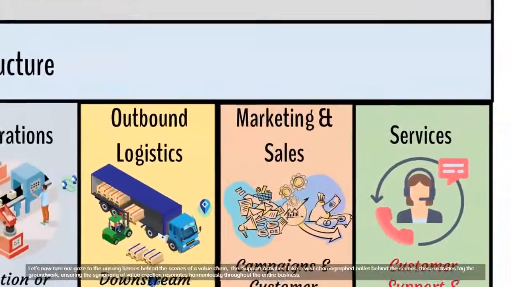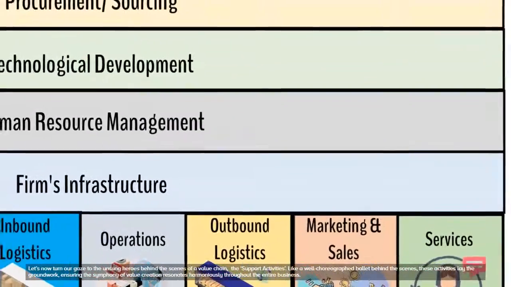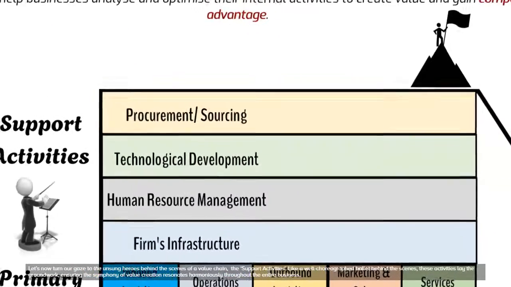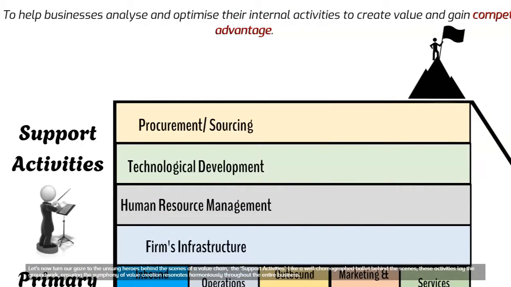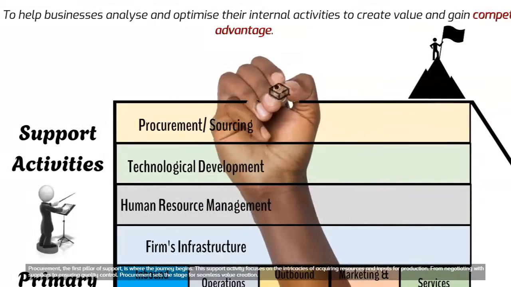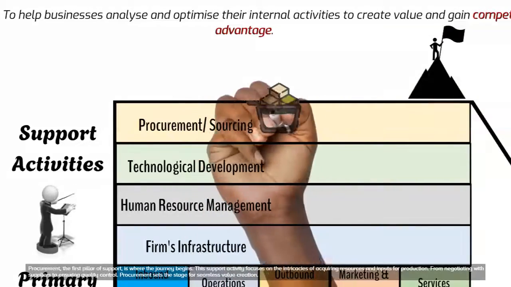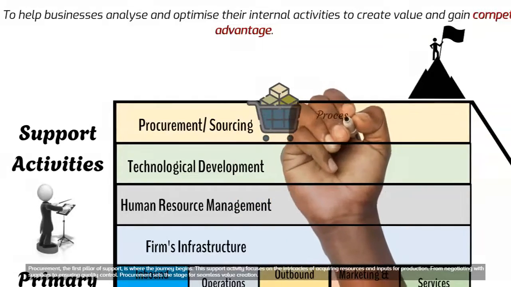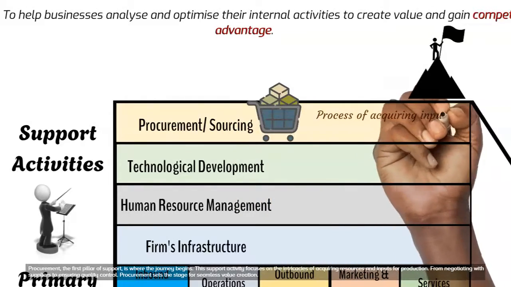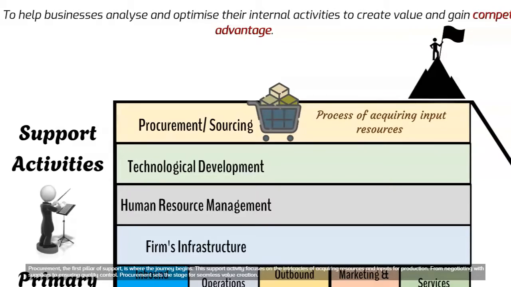Let's now turn our gaze to the unsung heroes behind the scenes of a value chain, the support activities. Like a well-choreographed ballet behind the scenes, these activities lay the groundwork, ensuring the symphony of value creation resonates harmoniously throughout the entire business. Procurement, the first pillar of support, is where the journey begins. This support activity focuses on the intricacies of acquiring resources and inputs for production. From negotiating with suppliers to ensuring quality control, procurement sets the stage for seamless value creation.